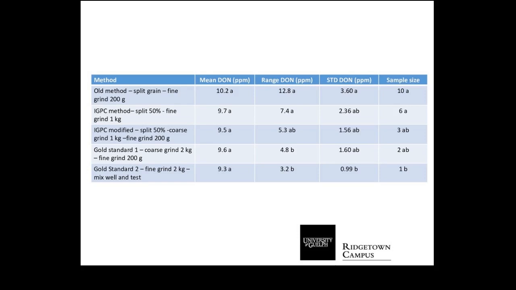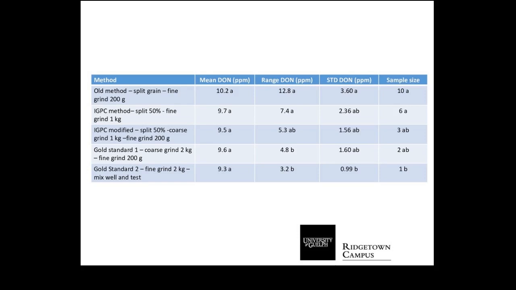We split the sample into 2 parts, 50% each, and we started by coarse grinding the whole kilogram, and then taking a subsample and fine grinding it, a subsample of 200 grams of the coarsely ground material. And then the gold standard is perhaps coarse grinding the whole thing and then fine grinding a 200 gram portion of that. And then we think the best way of doing it would be to fine grind the whole 2 kilogram sample, mix it well, and then test.